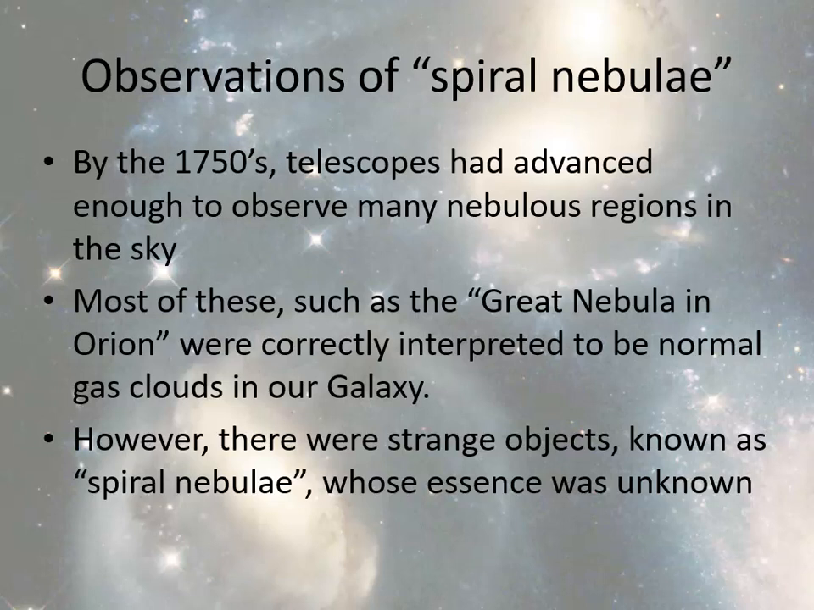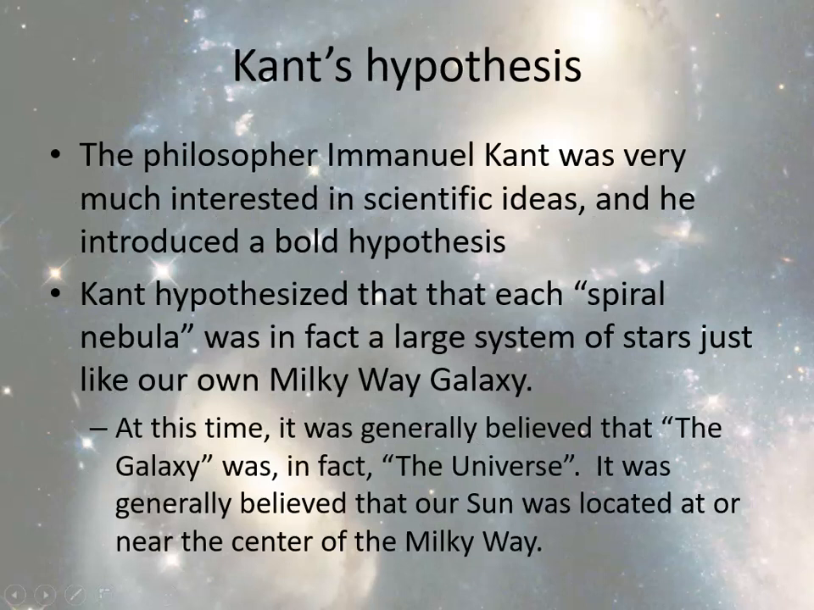But the point is, by this point, we had enough resolution in our telescopes to be able to distinguish some features in some of these objects. And some objects in particular that started coming out were these face-on disc-shaped objects, things like what we now call the Whirlpool Galaxy. In fact, it was Immanuel Kant who was a bit interested in this type of stuff, and he hypothesized that each spiral nebula, though it wasn't given that name yet, was in fact a large system of stars just like our own Milky Way galaxy.